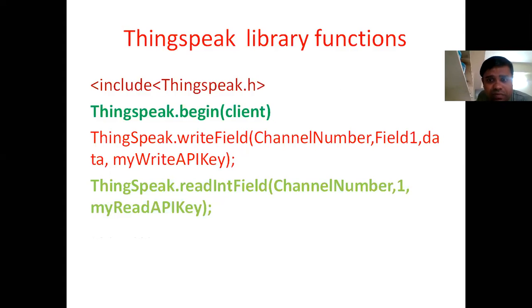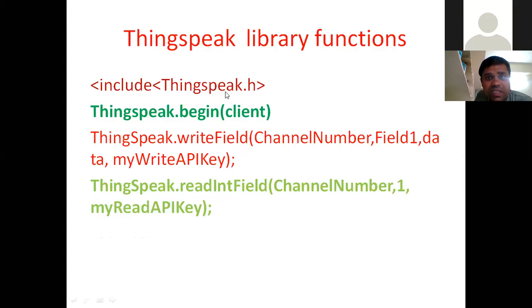Okay. Next one is the ThingSpeak library. We have already discussed it. #include ThingSpeak.h. The first command is ThingSpeak.begin(client). In order to send the data to the cloud, we use ThingSpeak.write field with the channel number. In the ThingSpeak cloud, we created one channel, and they gave us one channel number. You can put that channel number.